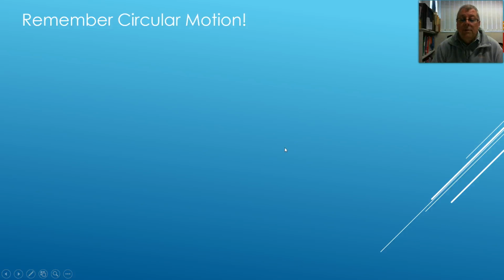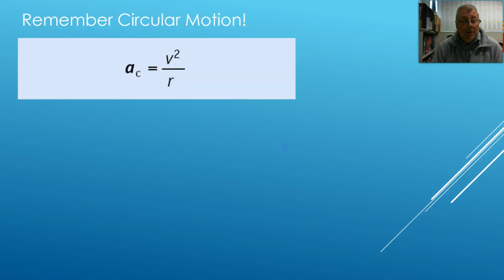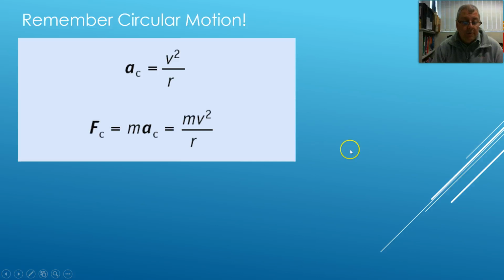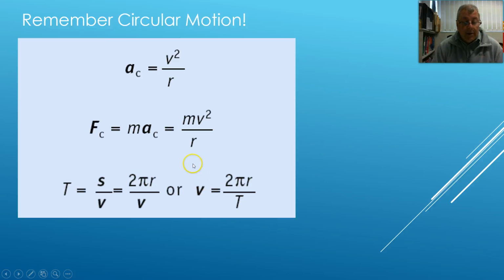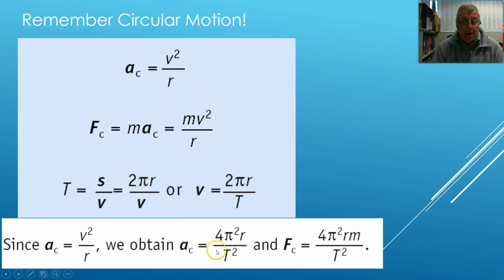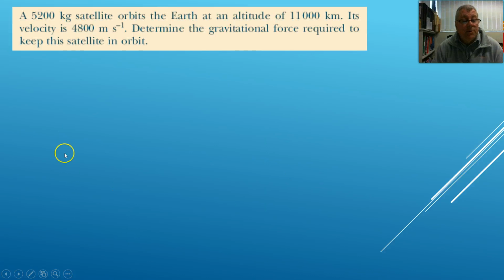Right, so satellites go around in a circle. Make sure you remember your circular motion. We have our formulas there that relate to the circle and the period of the circle and our centripetal force, and we could use this equation here which combines them. And so with those and Newton's law of universal gravitation, we can describe satellite motion. So let's have a go at an example.